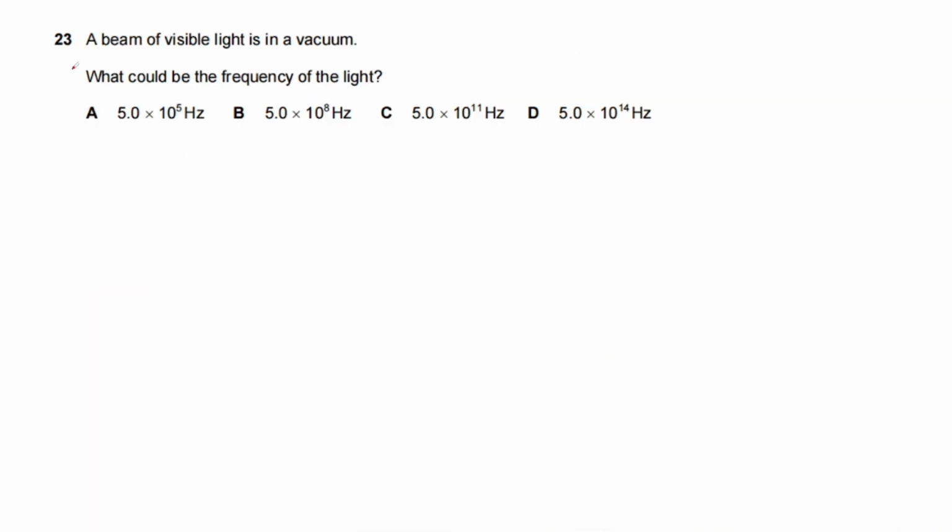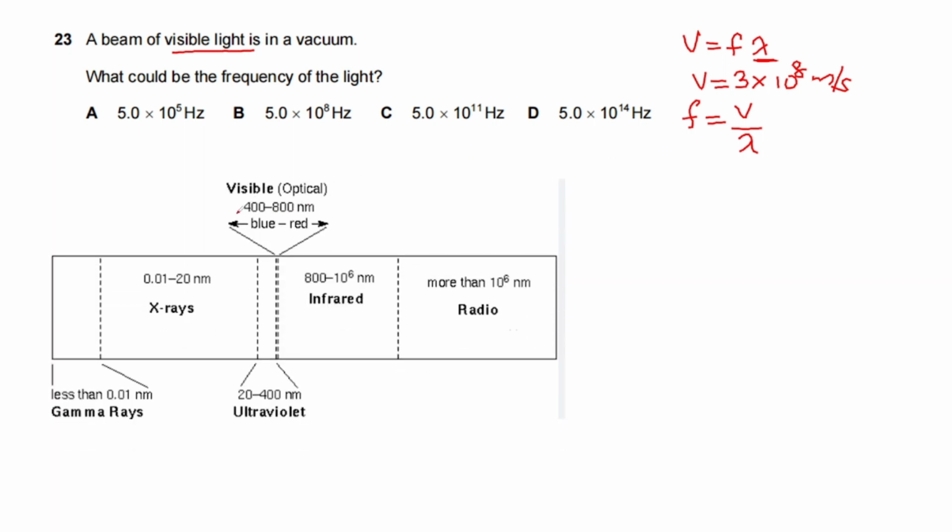Question number 23. A beam of visible light is in vacuum. What could be the frequency of the light? So you need to find the frequency. You need to use the formula v = fλ, the wave equation. Here it is visible light, which is a part of the electromagnetic spectrum. So you know the velocity would be 3 times 10 to the power 8 meters per second, and you need to know the wavelength lambda, right? You can rearrange this formula as f = v divided by lambda, and to our knowledge we know the visible region lies in a certain wavelength range.